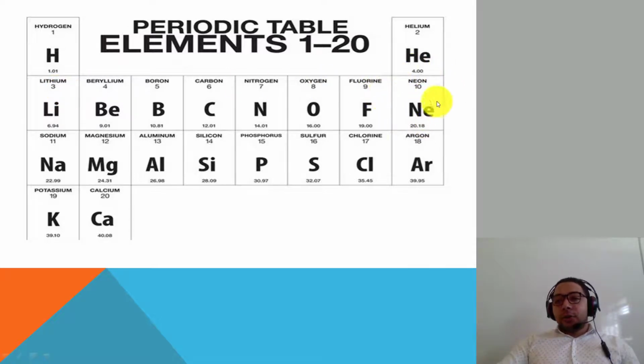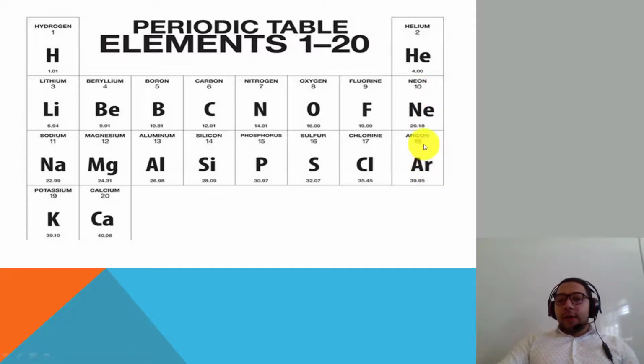Let's talk about neon. Neon has 10 and 20. Which one is representing the atomic number? Perfect. The smaller number represents the atomic number. So the atomic number here, the 10, represents the number of protons and the number of electrons. So both are 10. It has 10 protons and 10 electrons.